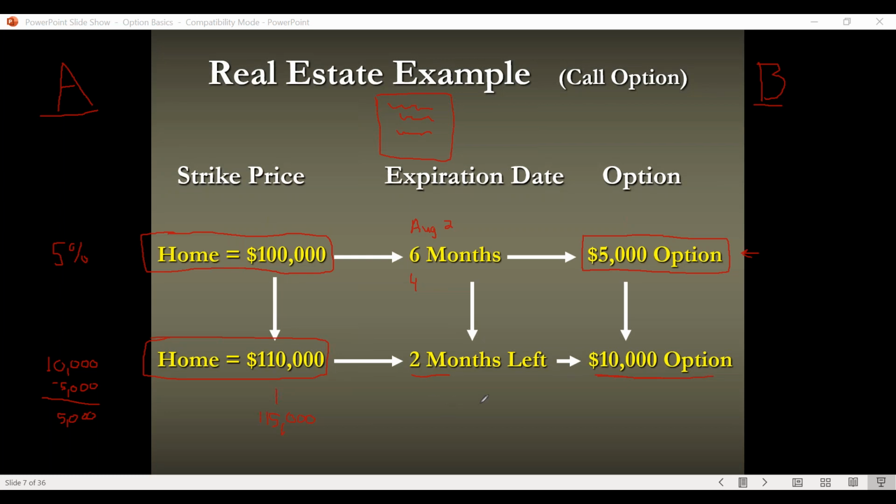So I turn around, I decide, oh, that's a good deal for me. I'm going to sell that option contract for $10,000. What was my profit on this transaction? It was $5,000, right? How much money did I have tied up to make that $5,000? Well, it only cost me $5,000 to buy that option contract. So I made 100% return.